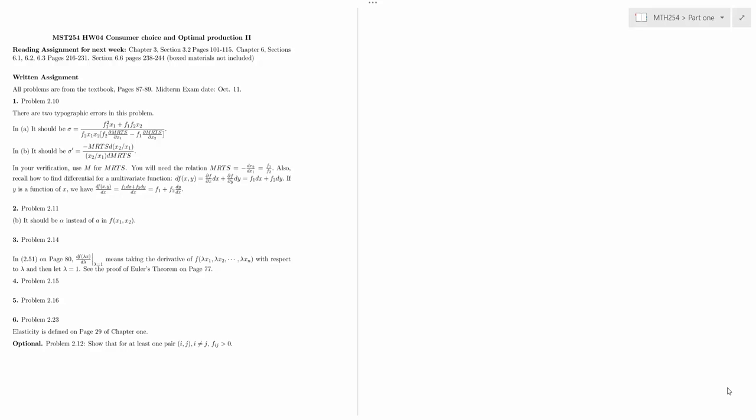Let's look at these problems over here and see how we can actually do these problems. Try to see if there is a way that we can avoid complex computations. All right, let's look at the first problem.